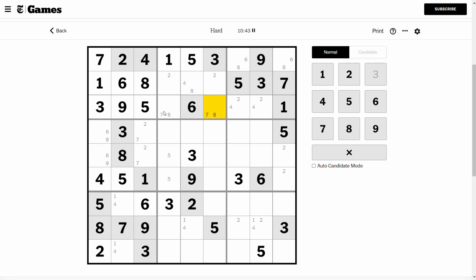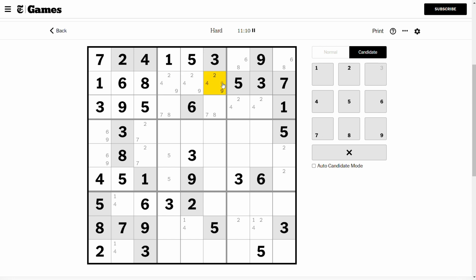This 7-8 pair, because 8 is guaranteed to go into one of these two cells, 8 here is eliminated. Well, it sees an 8. It could have been very straightforward. Anyway, these 3 cells contain 2, 4, and 9 to make up this row.